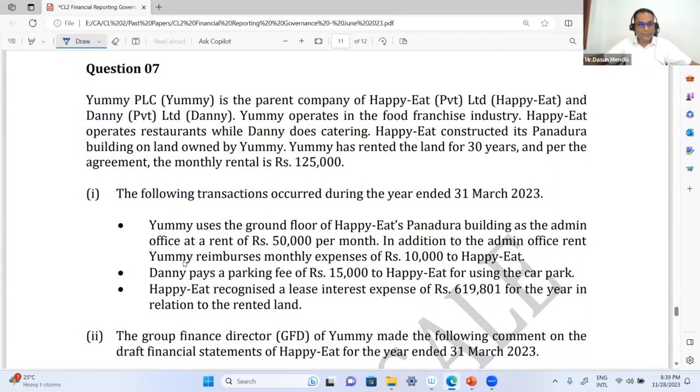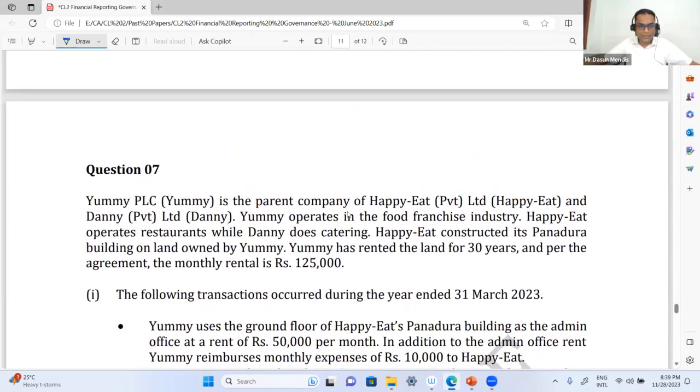Yummo PLC is the parent company of Happy Eat Limited, which we call Happy Eat, and Danny Private Limited. Okay, so there are 3 companies here, right? I'll write here. The first company is what? Yummo PLC. We'll call that Yummo.